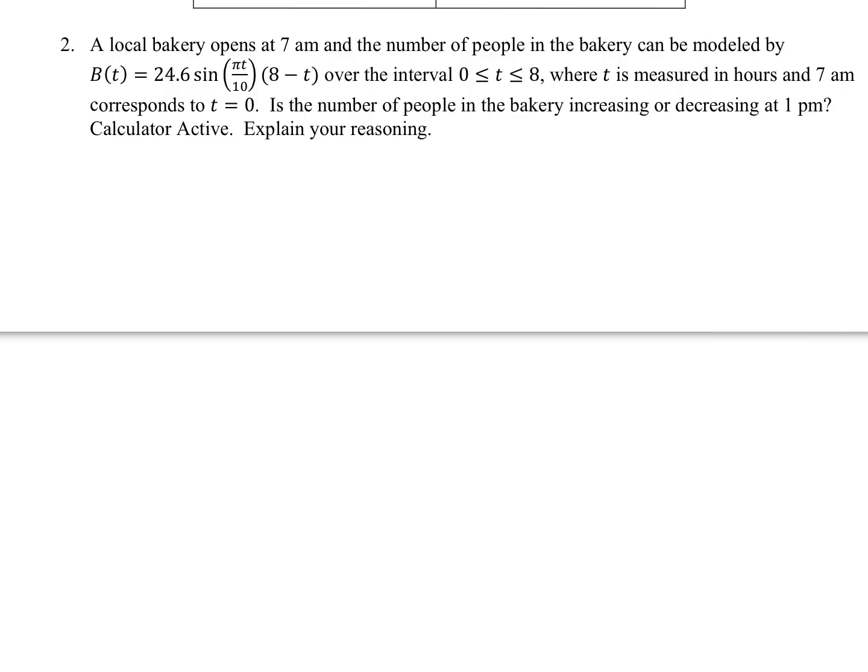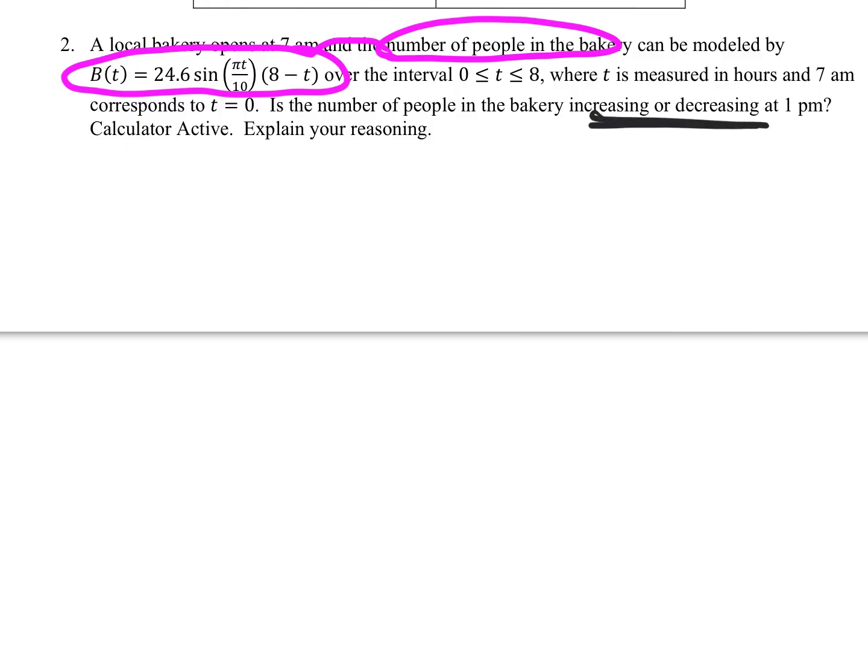Okay, you guys, so if they say a local bakery is opening at 7 a.m., ooh, look at this. The number of people in the bakery is B. Is that a rate? The number of people in the bakery. That's just a quantity. That's just Drew's height. And then they said T is measured in hours since 7 a.m. when it opens. Is the number of people in the bakery increasing or decreasing at 1 p.m.?